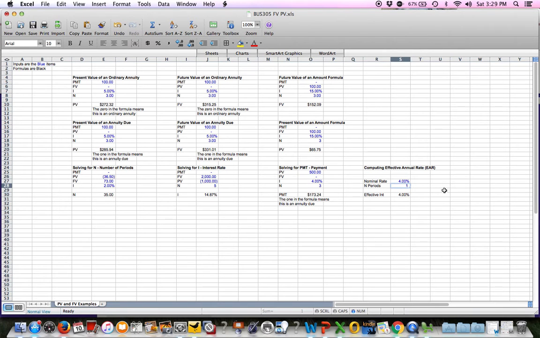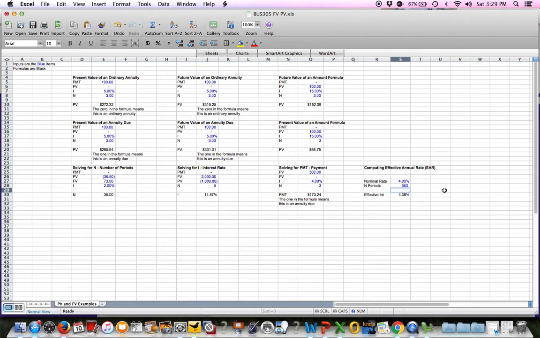But as soon as I change that, if it becomes semi-annual, so I put in 2 for the number of periods, it becomes 4.04. If it becomes quarterly, it becomes 4.06. If it becomes monthly, it becomes 4.07. And if it becomes daily, we use 360, and we get 4.08. There was a PowerPoint that listed all those numbers based on what we used right there. So I just wanted you to see that so that you can use these Excel formulas to compute your Aplia problems.